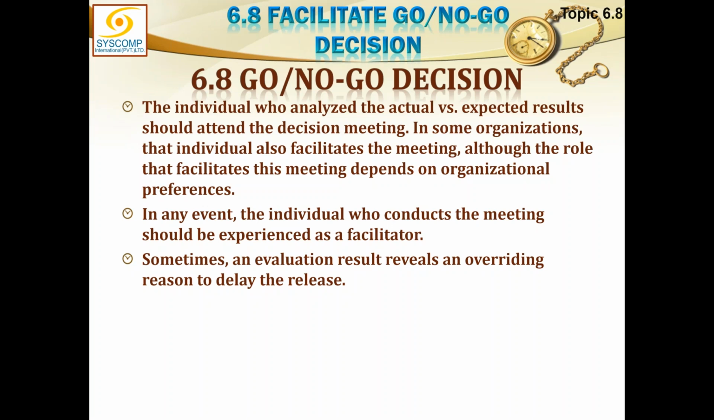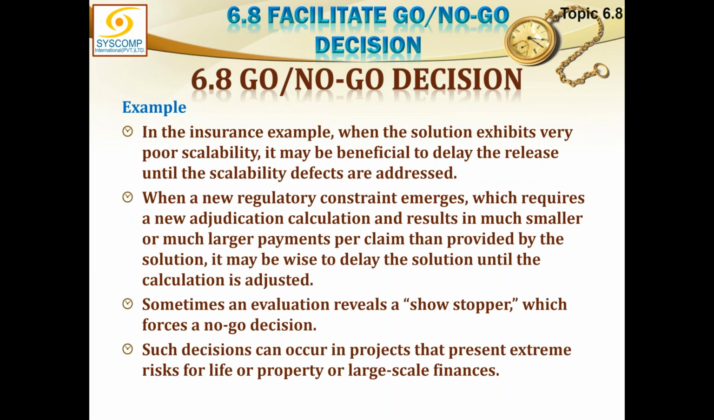Sometimes an evaluation result reveals an overriding reason to delay the release. For example, in the insurance example, when the solution exhibits very poor scalability, it may be beneficial to delay the release until the scalability defects are addressed. When a new regulatory constraint emerges, which requires a new adjudication calculation and results in much smaller or much larger payment per claim than provided by the solution, it may be wise to delay the solution until the calculation is adjusted. Sometimes an evaluation reveals a showstopper, which forces a no-go decision. Such decisions can occur in projects that present extreme risk for life or property or large-scale finances.